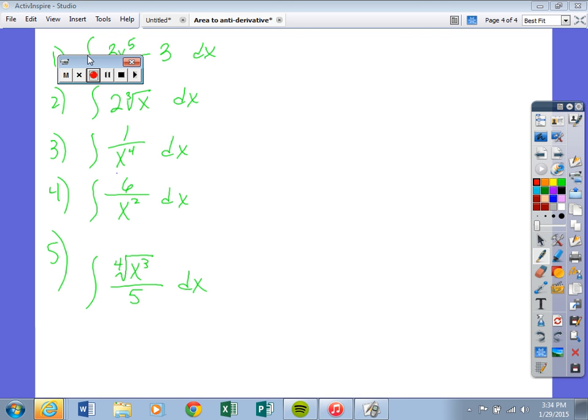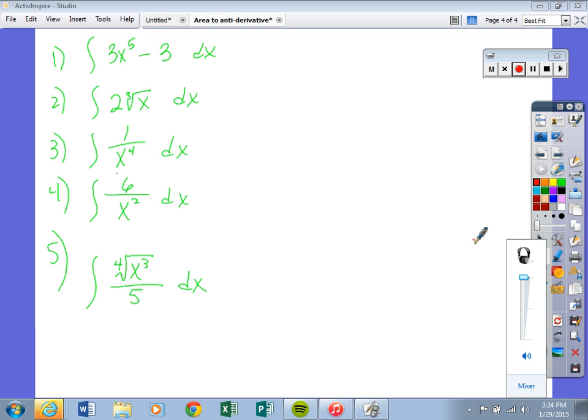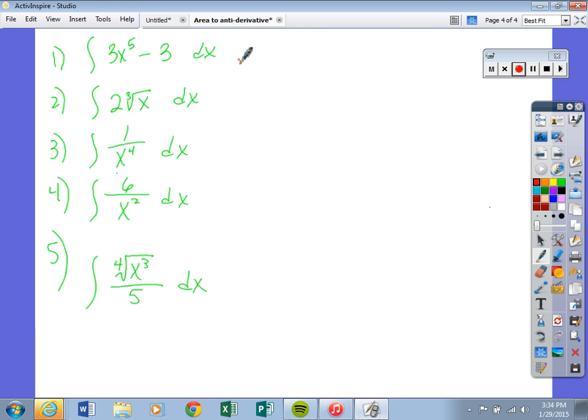Okay, everybody, so I'm going to start working through these problems just so you can make sure that you're doing it right as well. And what we're looking at here is the first one where you can just split it up and do each term separately, okay?